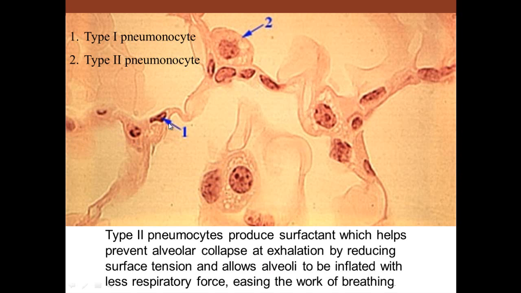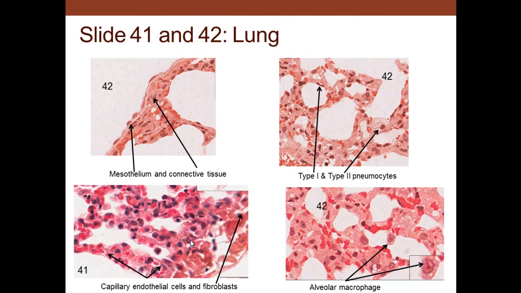So you have the type 1 pneumocyte, gaseous exchange, and type 2 is the one that produces surfactant. The type 2 pneumocyte produces surfactant, which helps prevent the alveolus from collapsing, and it reduces the surface tension to allow it to reinflate once it has collapsed, and it eases breathing because you don't have to pull it apart. It kind of falls apart.